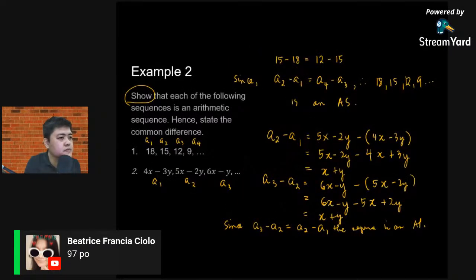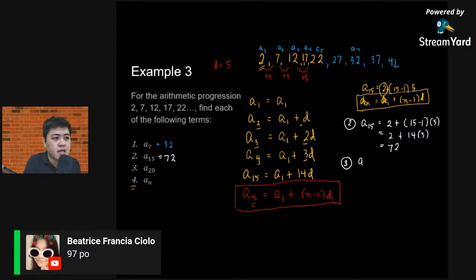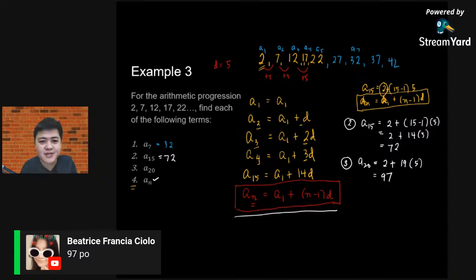So, A sub 20 is equal to the first term, which is 2, plus... Gusto nyo ba sasubstitute pa? Iyan natin na 20 minus 1. What's 20 minus 1? That's 19. 19 times the common difference of 5. So we'll get 2 plus, what is 19 times 5? Is it 95? 95, yeah. 95 plus 2. It's 97. Very good. And obviously, A sub n, we already have this one. Thank you so much for participating.